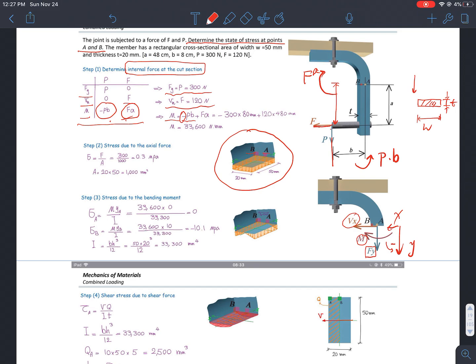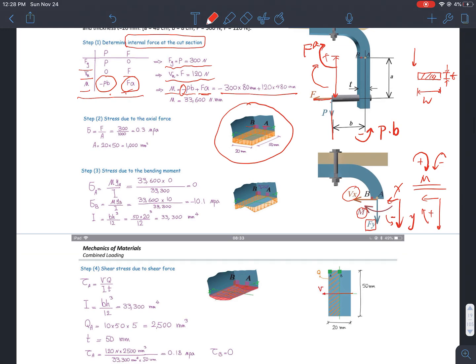And then this would be a positive moment. So this will be a positive bending moment, and this will be a negative. This is my sign system for these notes. So minus PB plus FA, because FA is going in the positive direction. Positive, negative. This is the bending moment by P and by F.